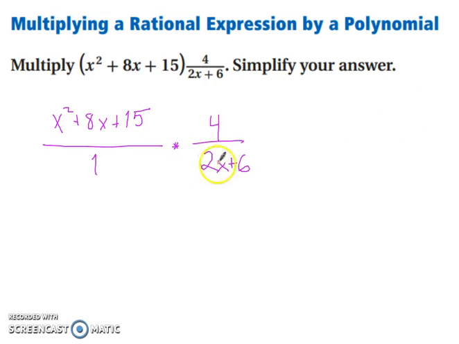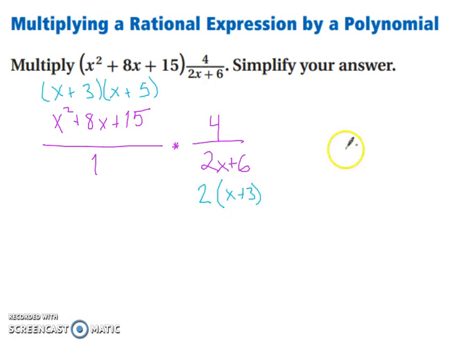So now, we can't just start crossing things off. We can't cross a 2 and an 8 off or anything like that. Notice how there are these plus or minus signs in here? That means you're going to have to factor. So we can start with this one here. We want two numbers that multiply to give us 15, but when we add them give us 8. So that would be 3 and 5. So we factor. And then we can also factor this 2x plus 6. There's a greatest common factor of 2, so we pull out a 2 and we're left with x plus 3.